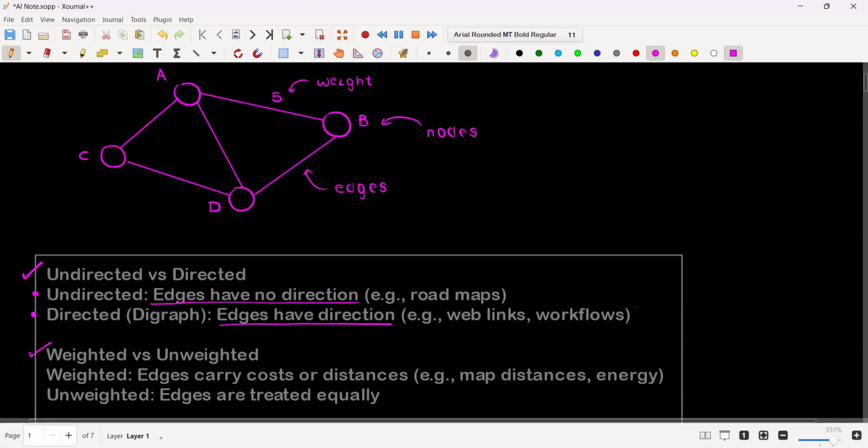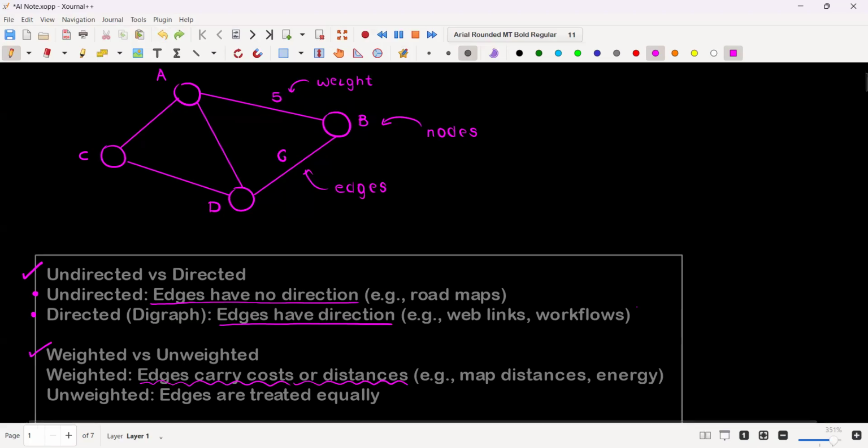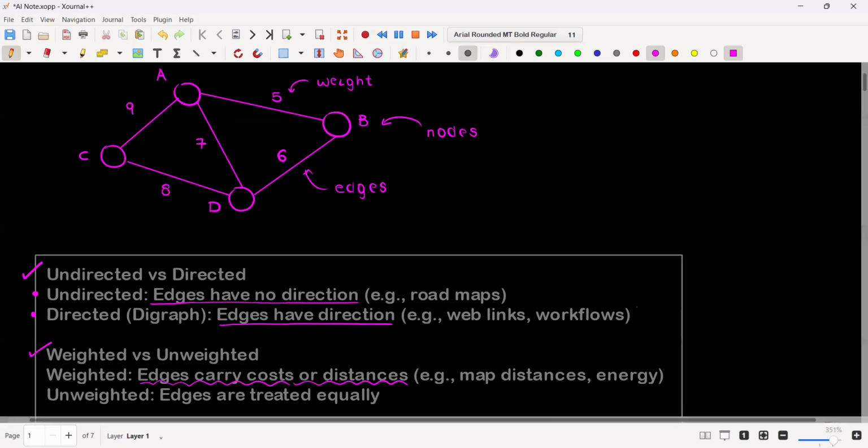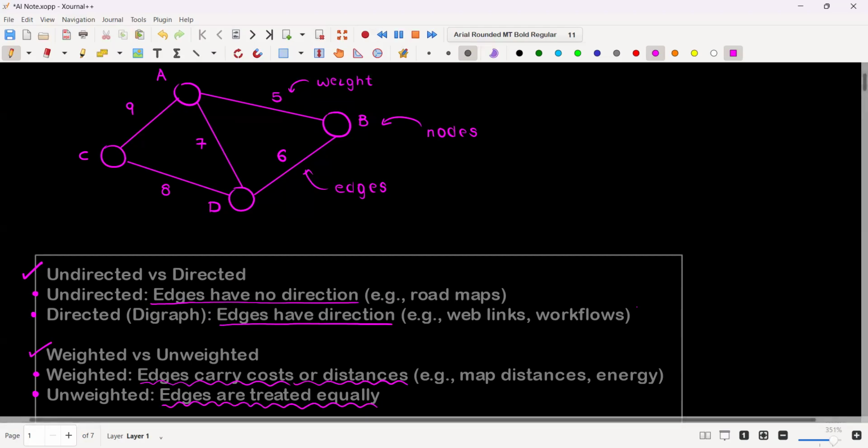Then let's take a look at weighted and unweighted graphs. Just like how undirected and directed are controlled by whether the edges have a direction, weighted and unweighted is controlled by whether the edges carry a cost or distance. That is, whether every single edge, beg your pardon, has a number on top of it. Now here, only one edge has a number, but imagine you allocate numbers to every single edge on this graph, then this graph would become a weighted graph. But if there's a graph where the edges are not numbered, where all edges are treated equally, then this would become an unweighted graph. Weighted graphs are especially relevant when you try to represent map distances and energy graphs.